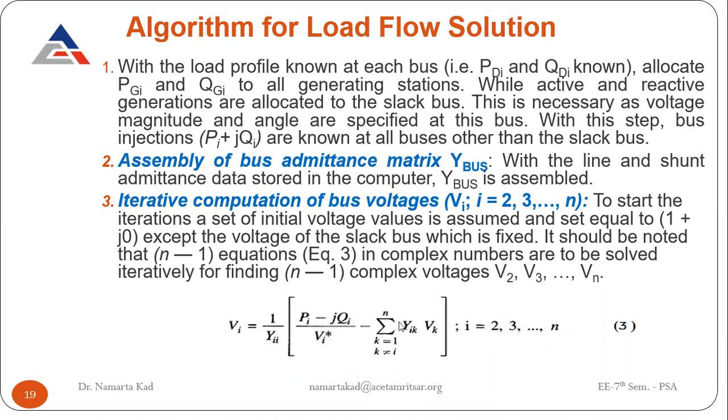The starting value is assumed and set equal to 1 plus j0. Generally, this value is assumed for the starting of the voltages, except the voltage of the slack bus, which is fixed. It should be noted that the n-1 equations of equation number 3, in complex numbers, are to be solved iteratively for finding the n-1 complex voltages like V2, V3 up to Vn, where n is the number of buses in the system.